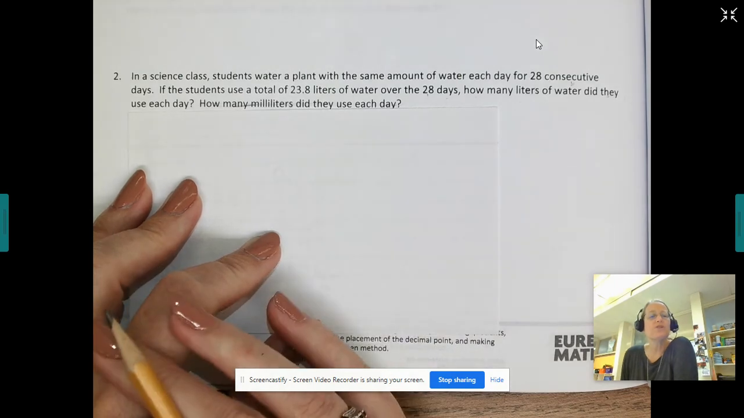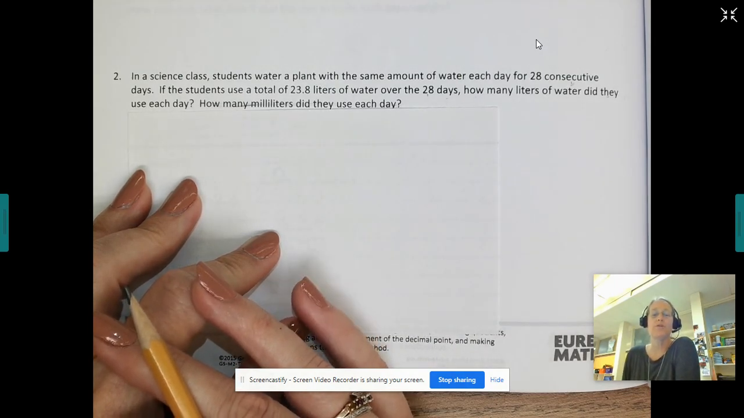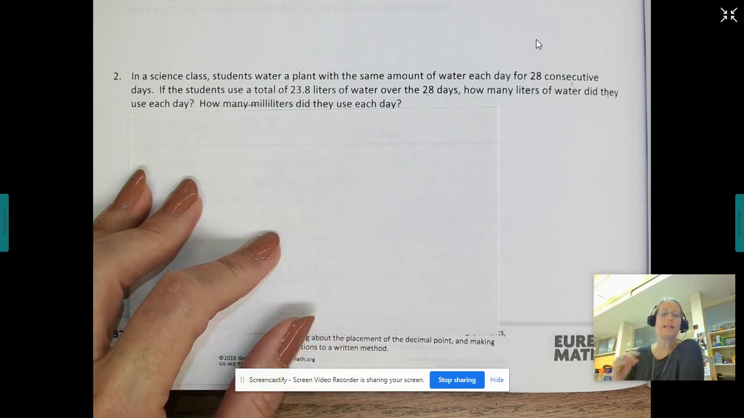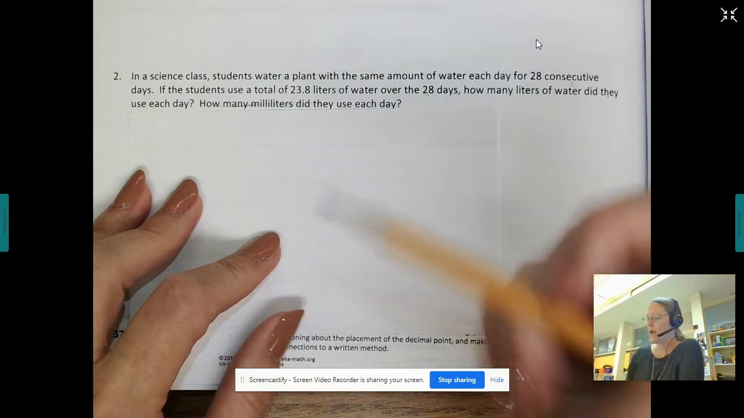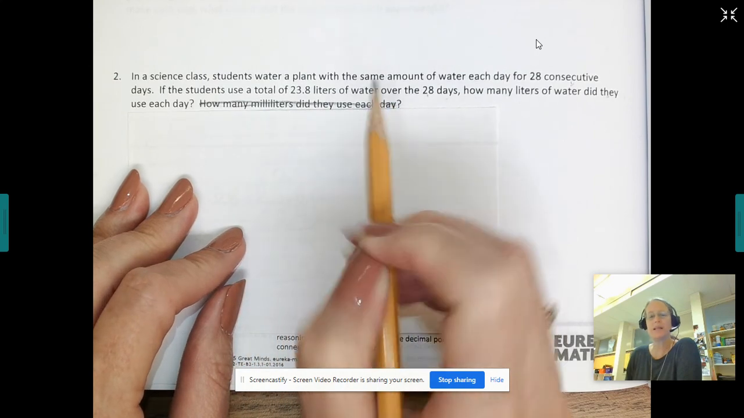If students use a total of 23 and 8/10 liters of water over the 28 days, how many liters of water did they use each day? Or how many liters did they use in one day? We're going to actually cross out this second question. We're not going to worry about milliliters right now.